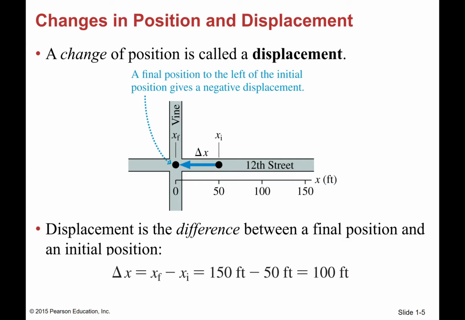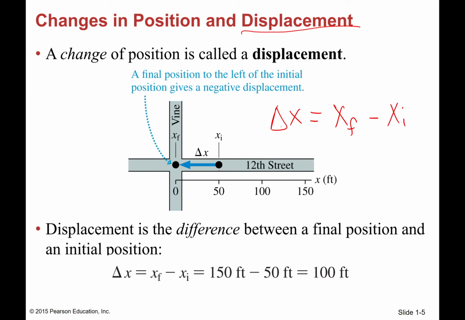So now that we know how to attach numbers to position and time, we need to talk about changes in position and changes in time. Let's start by talking about changes in position and define what displacement is. So a change in position, we are going to denote this by delta x. This triangle here is called delta, and this whole thing is called delta x, and this is the change in position. It's going to be defined as the final position minus the initial position.